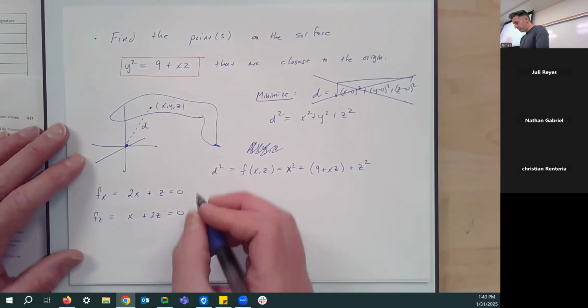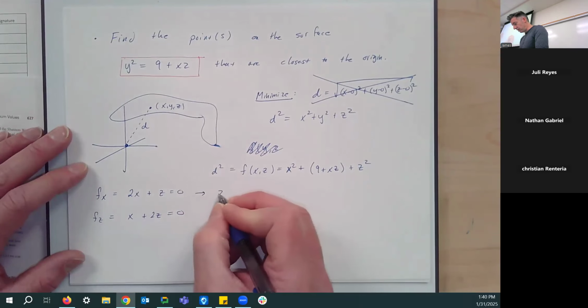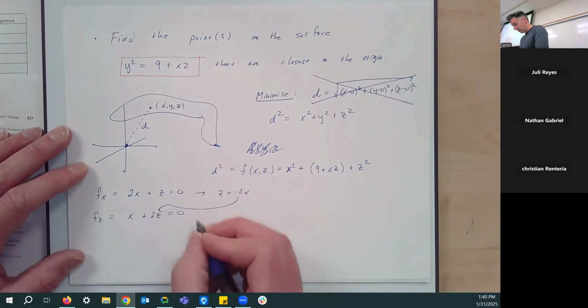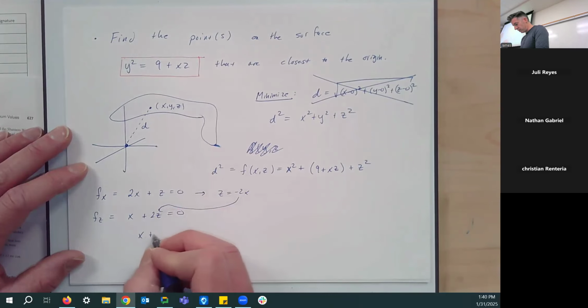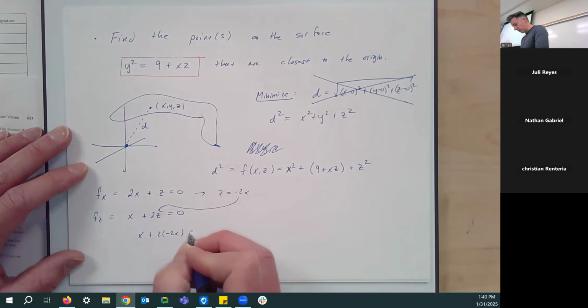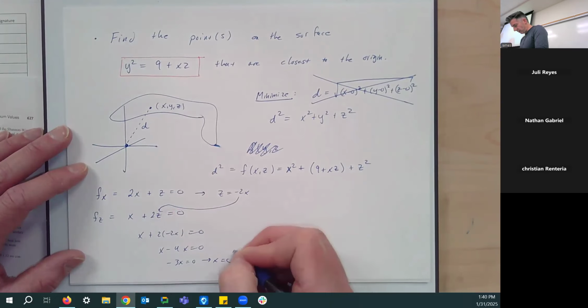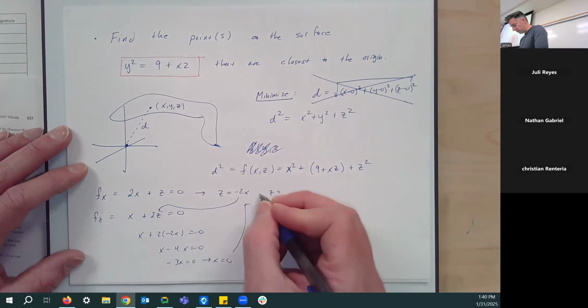So here, we're going to say z equals negative 2x. We're going to plug that in over here. So we're going to have x plus 2 times negative 2x equal to 0. x minus 4x equals 0. Negative 3x equals 0. So x equals 0. And you plug that back in here, you get z equal to 0 as well.